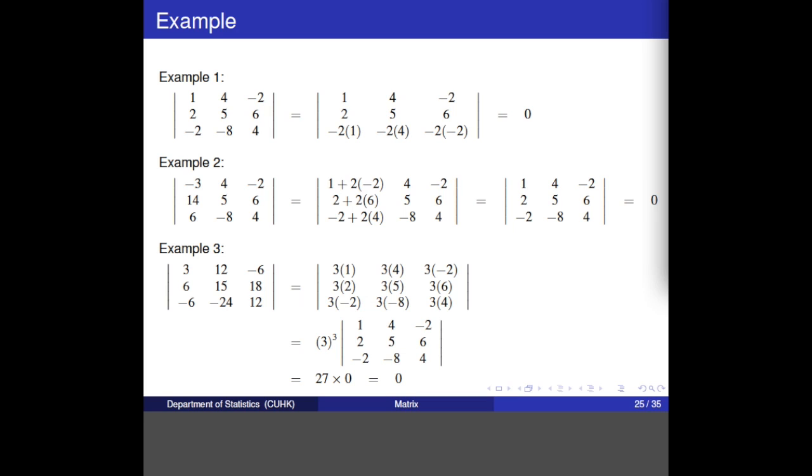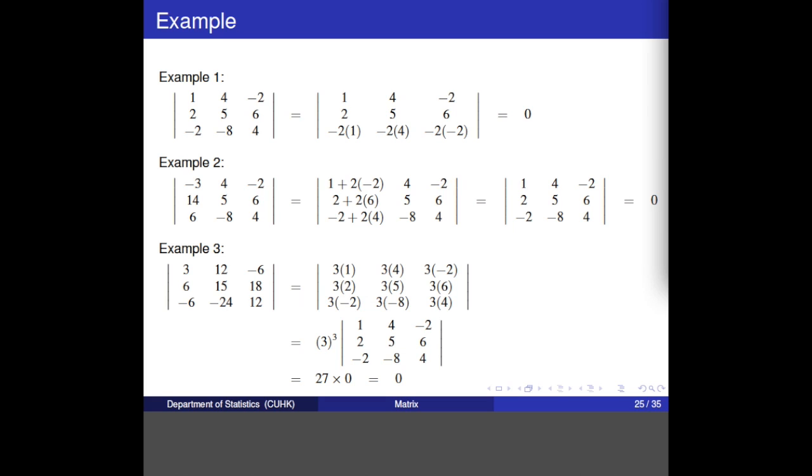Here are some examples. The first property on page 24 has been used in example 1. The elements in row 3 are equal to -2 times the corresponding elements in row 1. Therefore, it becomes 0. The second property on page 24 has been used in example 2. Adding 2 times the corresponding elements in column 3 to the elements in column 1 does not affect the determinant. Thus, we get this, which is equal to example 1, and it is equal to 0.